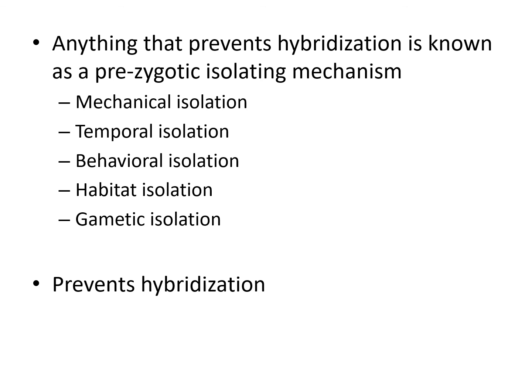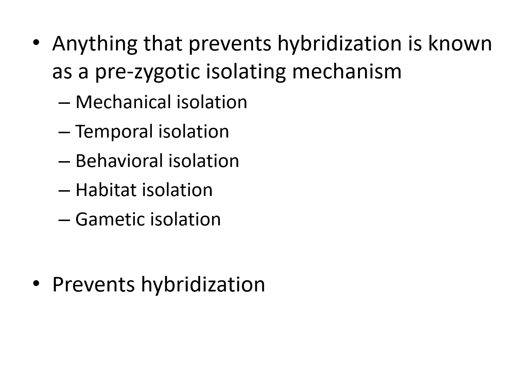Behavioral isolation has to do with females choosing mates based on certain behaviors. And if something makes a noise or has a presentation that the female doesn't like, they'll stop mating with them. And that is behavioral isolation. They're basically looking for specific things in their partners.